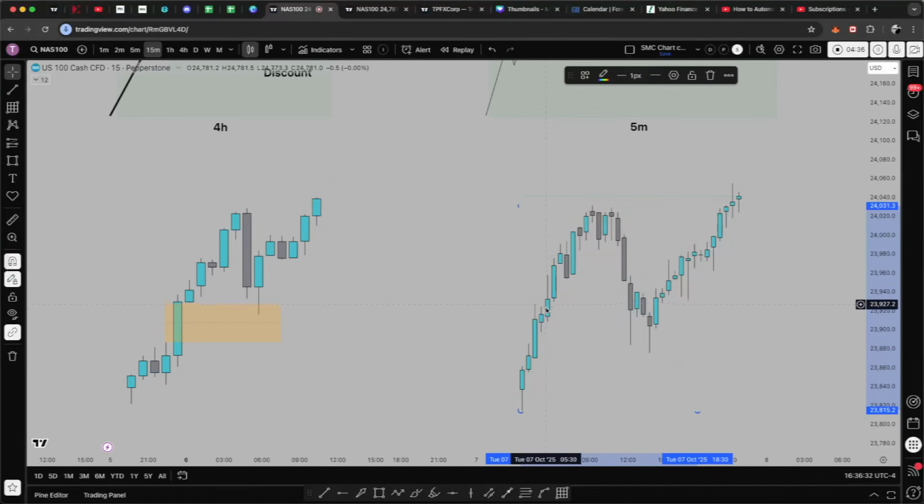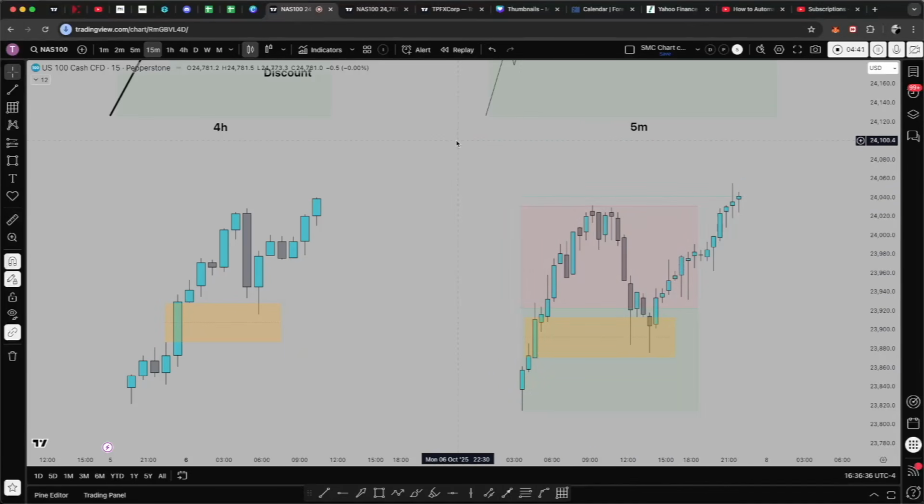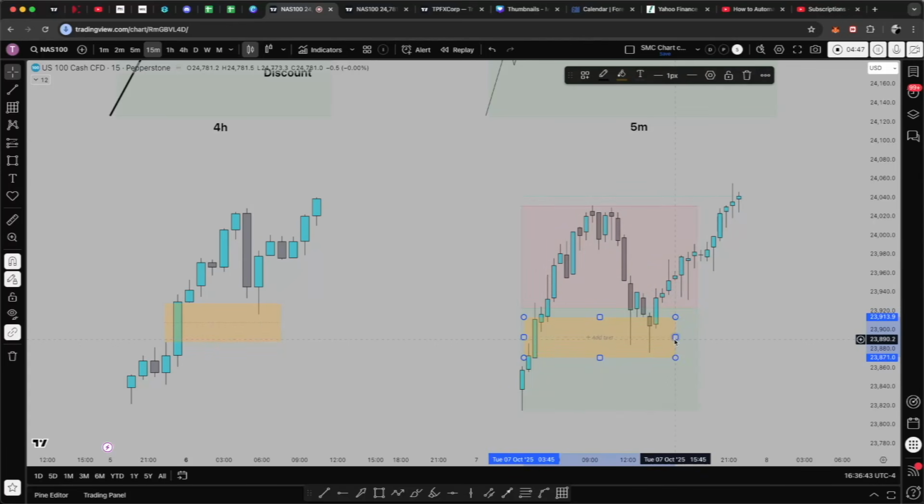Price pulls back. Hang on. Yeah, here we go. So it pulls back. Notice that it enters the fair value gap, and then from here, price moves to the upside. So it's our job to look for our entry model, which is the one that we're going to talk about in a little bit.